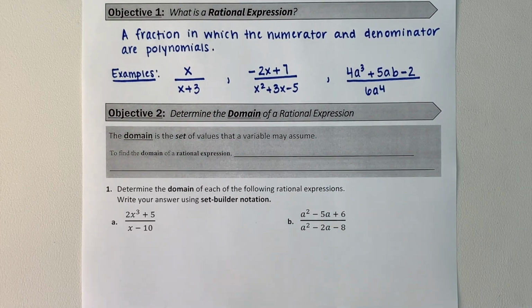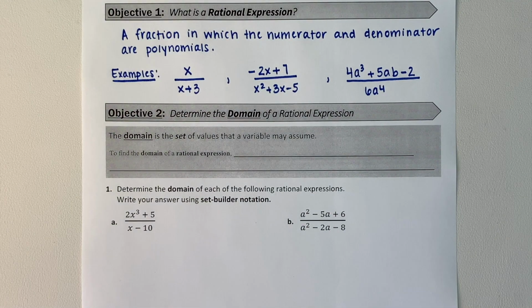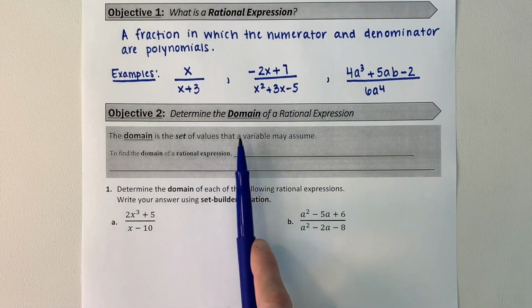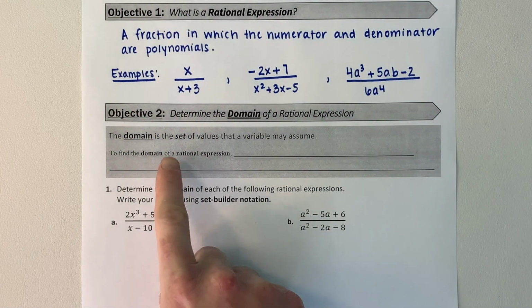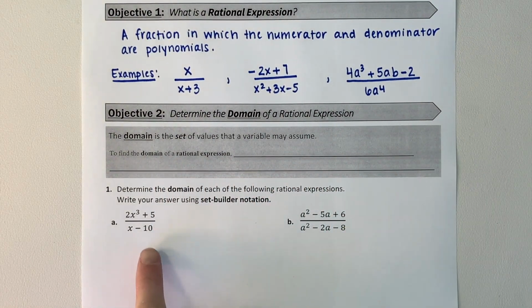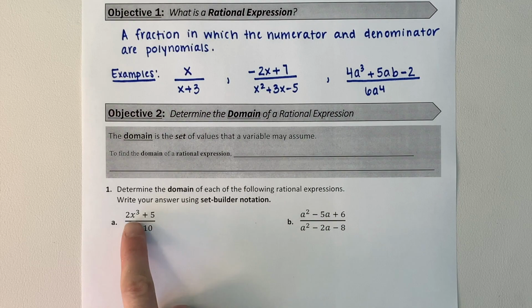Next, we're going to learn how to determine the domain of a rational expression. When you're asked to find the domain of an expression, such as these expressions here, the domain is the set of values that the variable may assume. So before we fill out this blank here, let's look at example A. For part A, we're asked to determine the domain of this rational expression. The domain is the set of values that the variable x may assume.